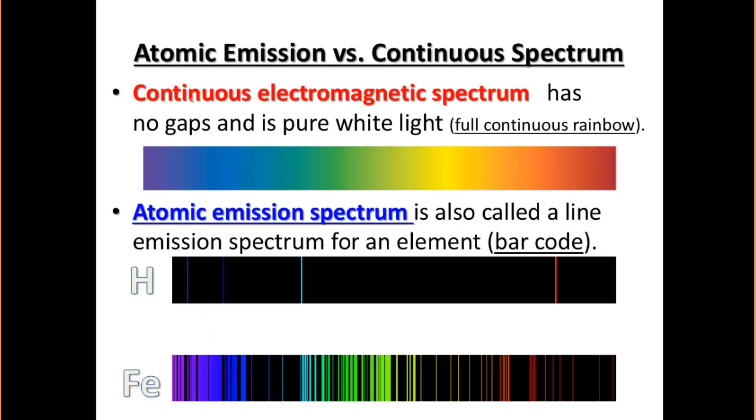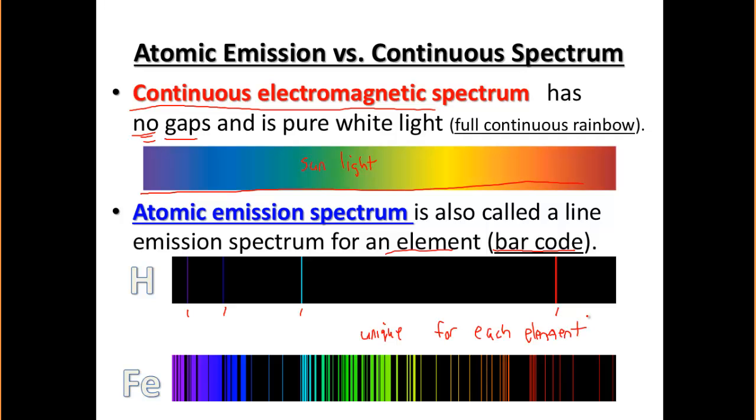So the two versions we're going to look at: the continuous electromagnetic spectrum has no gaps. It looks like a full continuous rainbow. Sunlight would be an example of this. An atomic emission spectrum, also called an emission spectrum of an element, kind of looks like a barcode. Each element, like hydrogen, has 4 specific lines. Iron, a little more complicated, has a huge amount of spectral lines, but each of these is unique to an element, so we can use those to identify what substance we have.